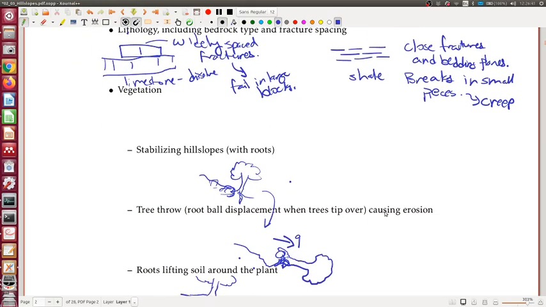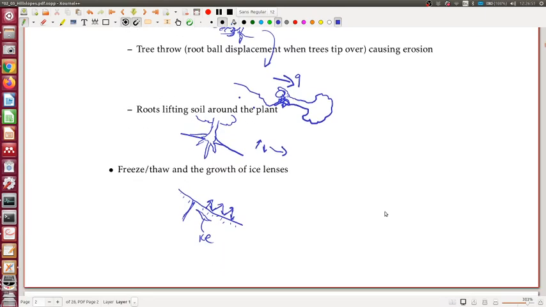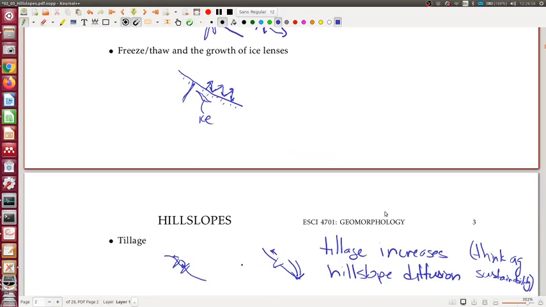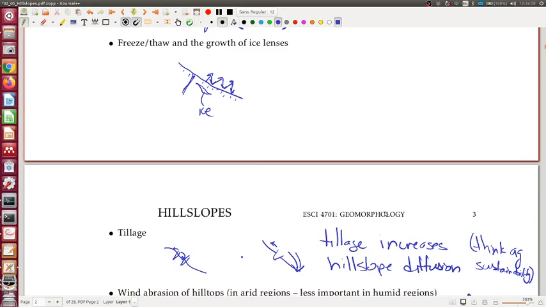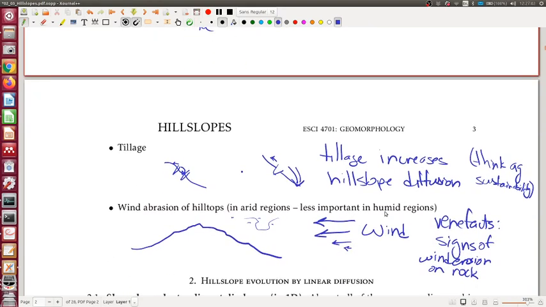Stabilizing the hill slopes with roots is one way that vegetation can affect the hills, but then it also can lift soil around the plant or cause tree throw, which both enhance downslope motion. Freeze-thaw cycle and the growth of ice lenses can also enhance downslope motion of material, as well as similarly tillage. And wind abrasion, although a bit different from these processes that we're talking about that are transporting material, can actually cause gradual erosion of isolated rocky hilltops.